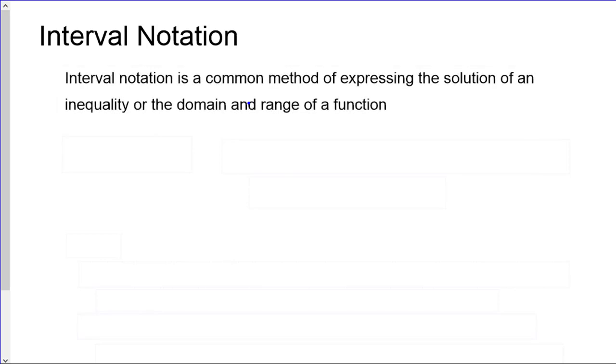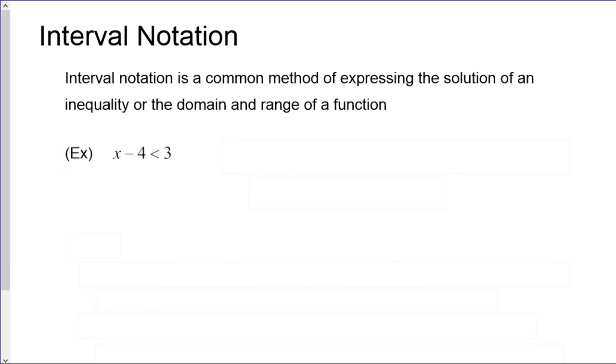This next lesson is about interval notation. And interval notation is a common method of expressing the solution of an inequality or the domain and range of a function.